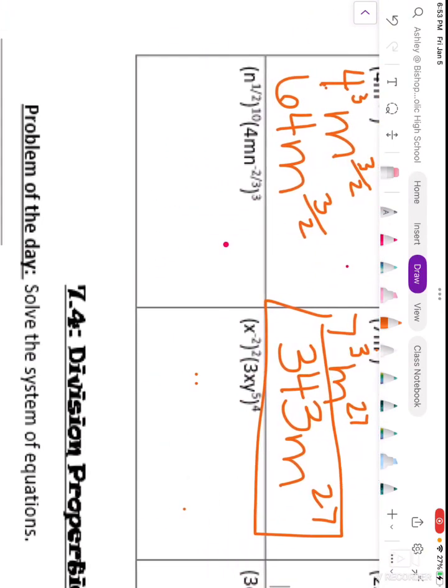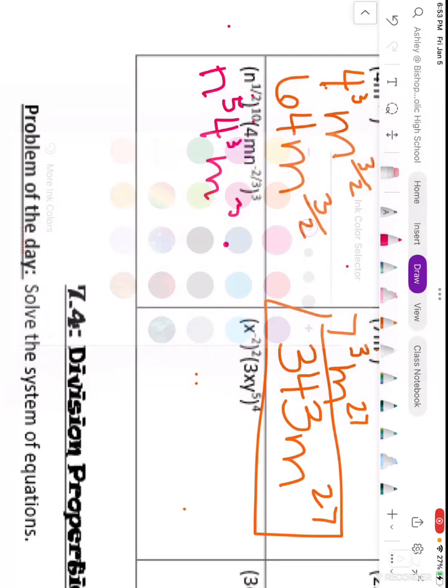Back over here, we'll do our power to a power first. Half times 10, so half of 10 is 5. So into the 5th. Here, everything gets this third power since it's in parentheses. So 4 to the 3rd, m to the 3rd. That was a negative 2/3. Yeah, negative 2/3. So negative 2/3 times 3 is negative 2.